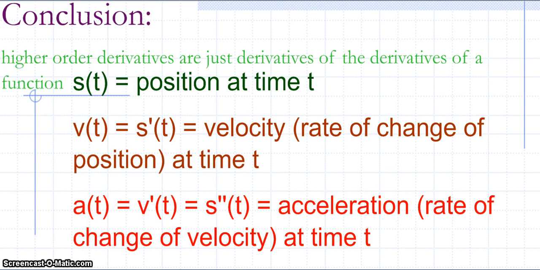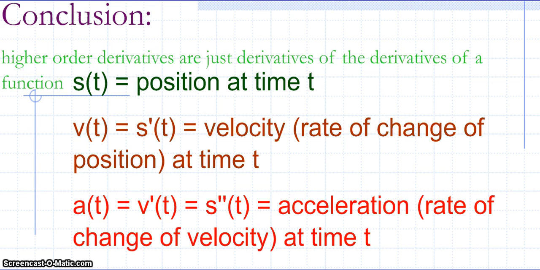Alright, so higher order derivatives are just derivatives of the derivatives of a function. Our main example that I talked about before, but now I'm just going to bring up again, is that if we have s of t as a position at time t, then v of t is the derivative of s of t, which is s prime of t. That would be the velocity. It is a rate of change of position at time t. a of t, which is the acceleration, is the derivative of the velocity, which is the second derivative of the position. So that's the acceleration, which is a rate of change of velocity at time t.